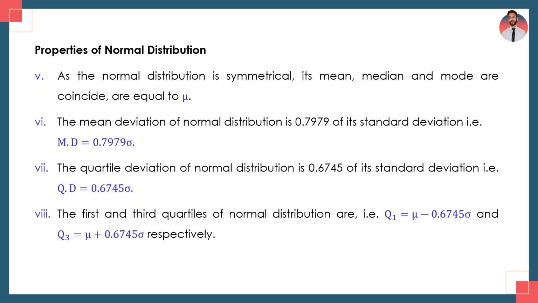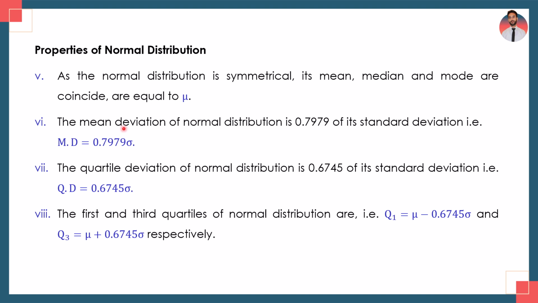The fifth property of the normal distribution is that, as the normal distribution is symmetrical, its mean, median and mode coincide and are equal to mu. Due to the symmetrical distribution, the value of the mean mu lies at the middle of the normal curve, and median and mode are also types of averages, so they are also equal to mu.